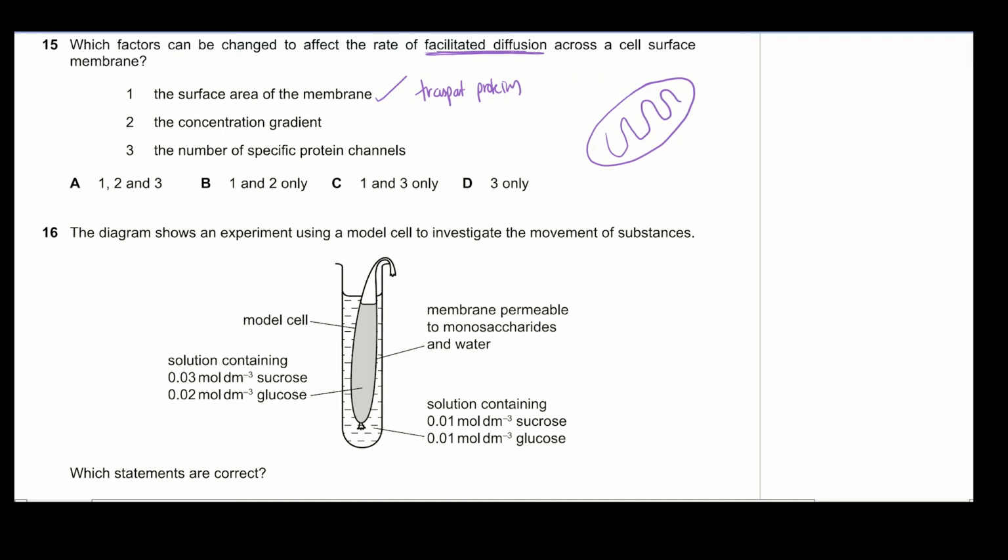2. The concentration gradient. In any diffusion, this is correct. The higher the concentration gradient, the faster the rate of diffusion. 3. The number of specific protein channels. As we mentioned, coming back to the first point, this is correct. The more protein channels available, the more molecules are able to pass through. So this is correct, the answer is going to be A.